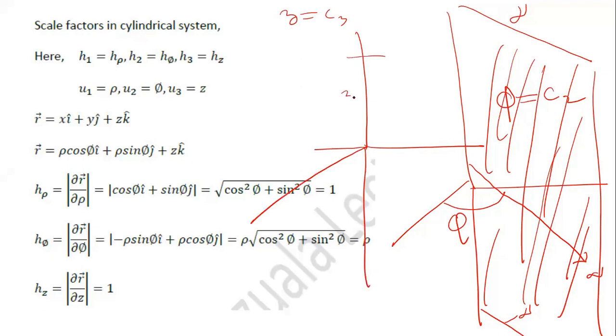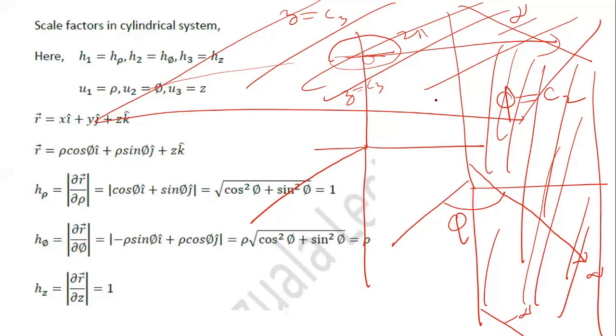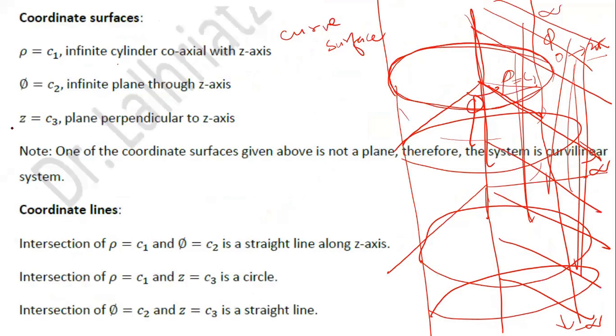So let's say z value is equal to C3 constant. If you vary rho from 0 to infinity, it can extend up to infinity in all the directions. If you vary phi from 0 to 2 pi, you will have some kind of infinite plane like this. Infinite plane that will have an equation of z equal to C3. So the coordinate surfaces are infinite plane perpendicular to z-axis, infinite plane through the z-axis, where it touches the z-axis, and infinite cylinder coaxial with the z-axis, extending from minus infinity to plus infinity.